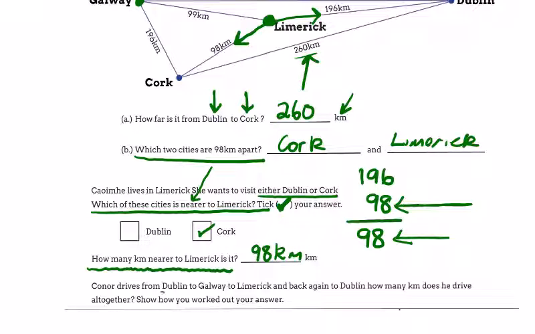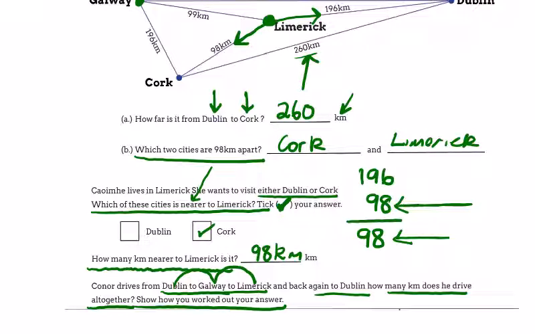Now Connor drives from Dublin to Galway to Limerick and then back again to Dublin. How many kilometers does he drive altogether? And show your worked out answer. So you definitely would need to read this question maybe twice just to figure out exactly what they're asking. Connor drives from Dublin to Galway to Limerick and back again to Dublin. So let's have a look at that.